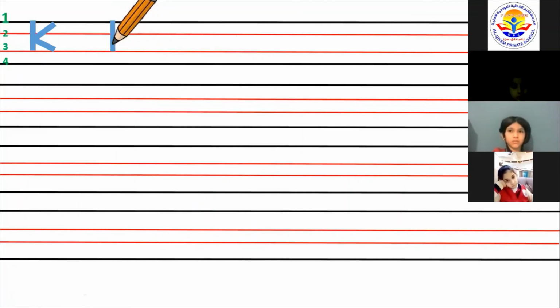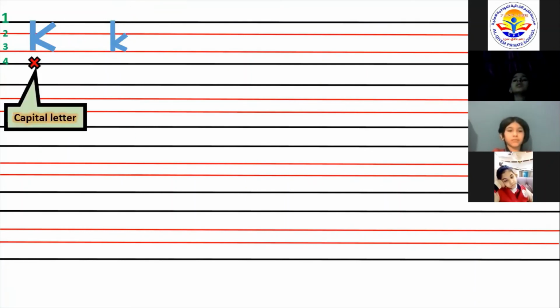And then we have to draw two slanting lines. The first line up to the second line. خطين مائلين. الأول إلى السطر الثاني. And another one, slanting line to the third line without reaching to the fourth line. ما أوصل للسطر الرابع. This is the capital letter and this is the small letter.